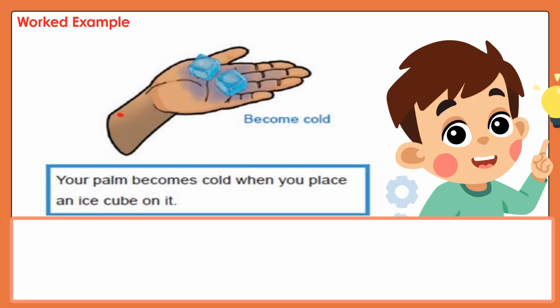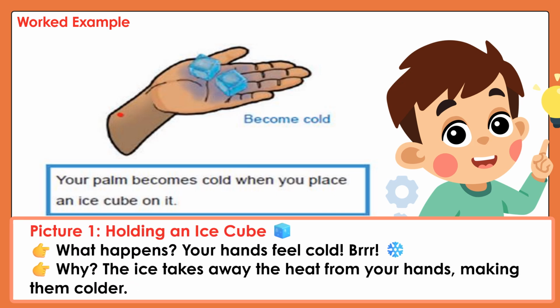Worked example. Picture 1. Your palm becomes cold when you place an ice cube on it. Picture 1, holding an ice cube. What happens? Your hands feel cold. Why? The ice takes away the heat from your hands, making them colder.